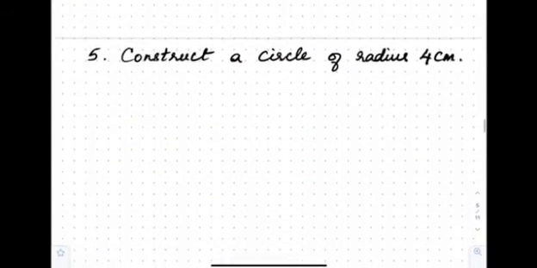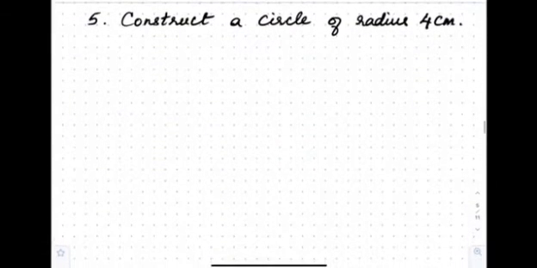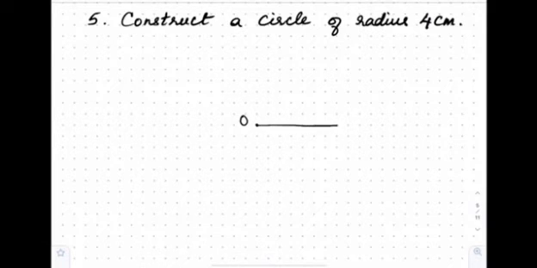Now moving on to the next problem. Construct a circle of radius 4 centimeters is the next problem. To start off, we will point out the center, mark the center as O. Then we will have the radius drawn. 4 centimeters is the radius that we need. This is 4 centimeters. R is equal to 4 centimeters. Now we'll name it as OA.